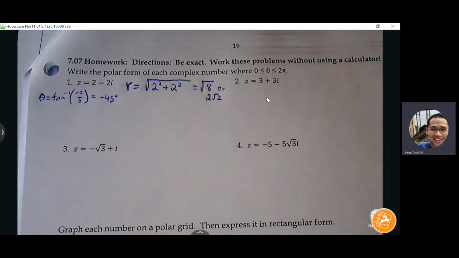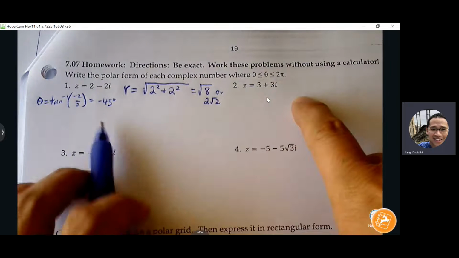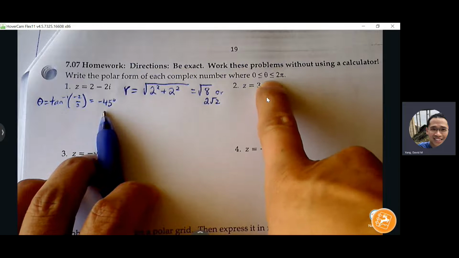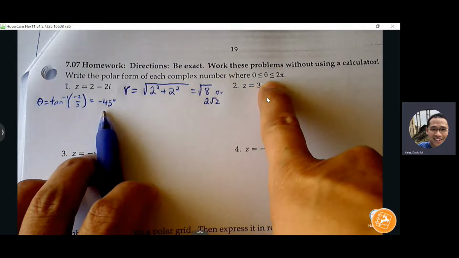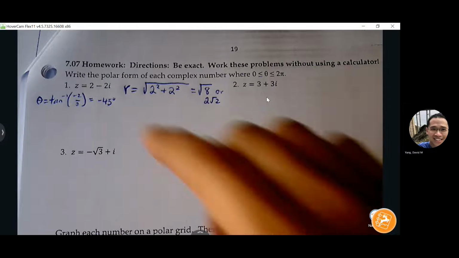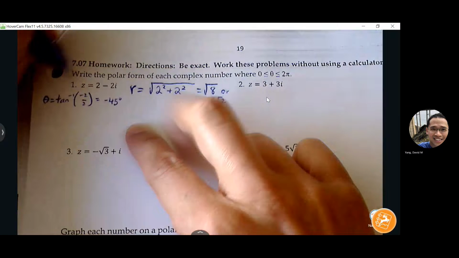Again, make sure that you are identifying which quadrant you're in, right? You can look at that rectangular form and know exactly which quadrant you're in, and just make sure that whatever degree you find, you adjust it back in terms of the correct quadrant. Now, after you get to your degree measure, bring it back in terms of radians, since it's asking for it in terms of pi.